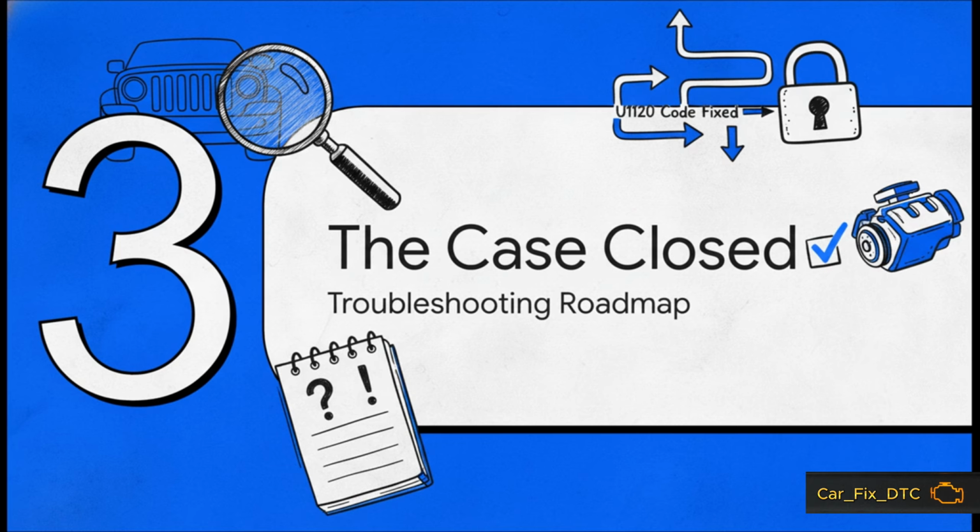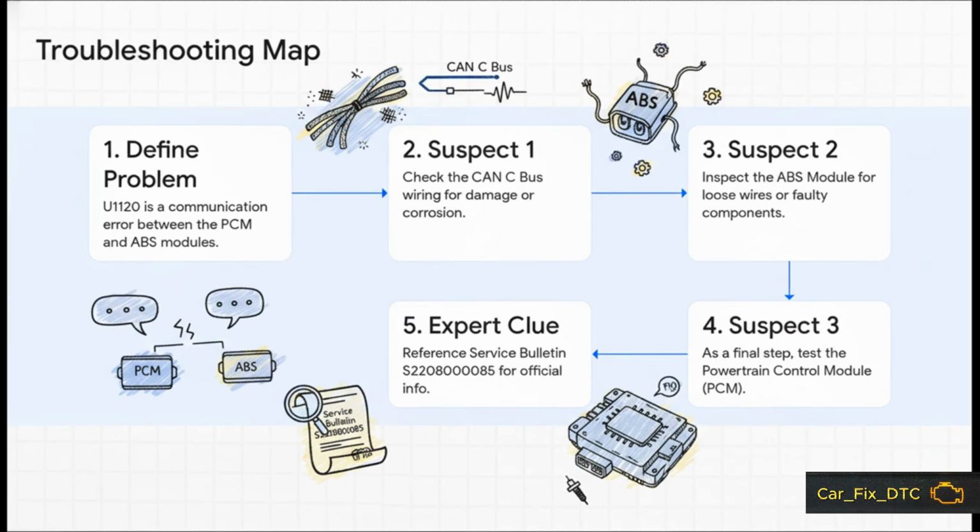So, we've defined the problem, we've investigated all our suspects, and we've even uncovered an expert clue. Let's put this all together into a simple, step-by-step plan. This is your troubleshooting roadmap to finally closing the case on that pesky U1120 code. Let's run through the roadmap real quick. Step 1. You know the problem? It's a communication error. Step 2. Start your investigation with the wiring, the CAN C-bus.